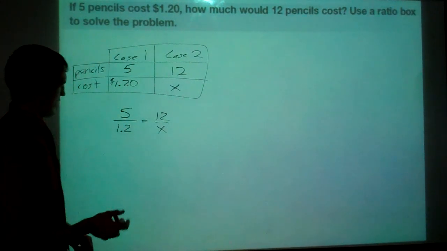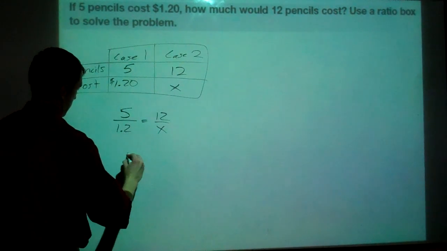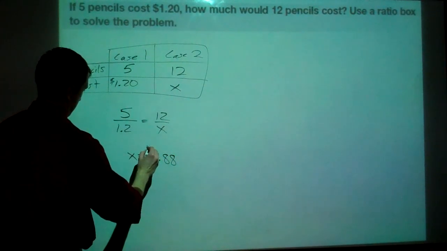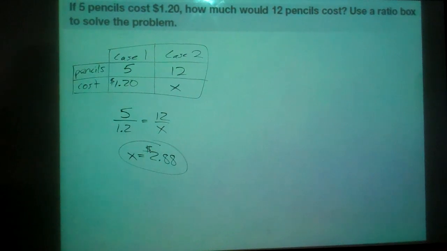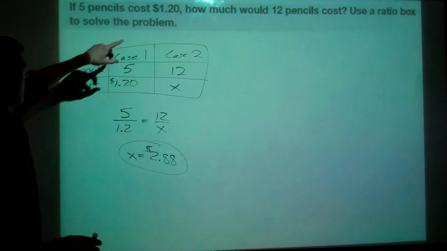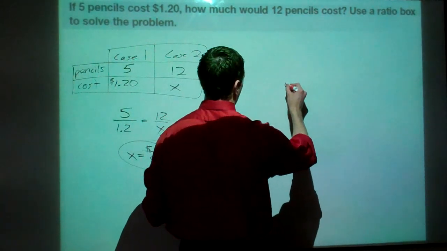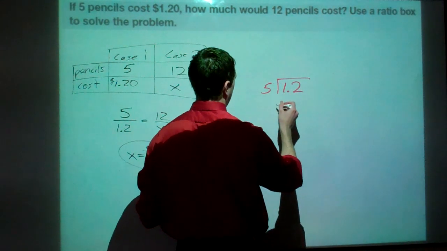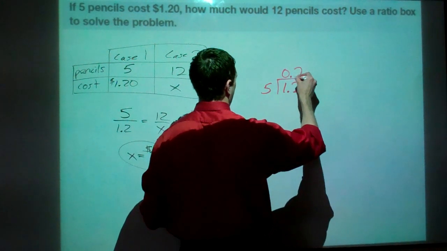If we cross multiply and divide, 1.2 times 12 divided by 5, we should get x equals $2.88 for an answer. We could also, like I said, figure out how much 1 pencil costs by taking $1.20 and dividing it by 5. So 1.2 divided by 5. If I do that, 5 goes into 12 twice.